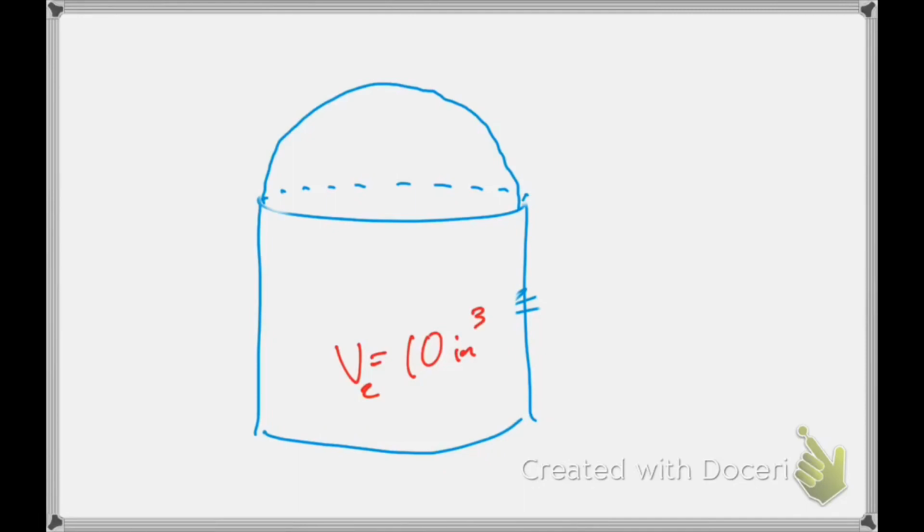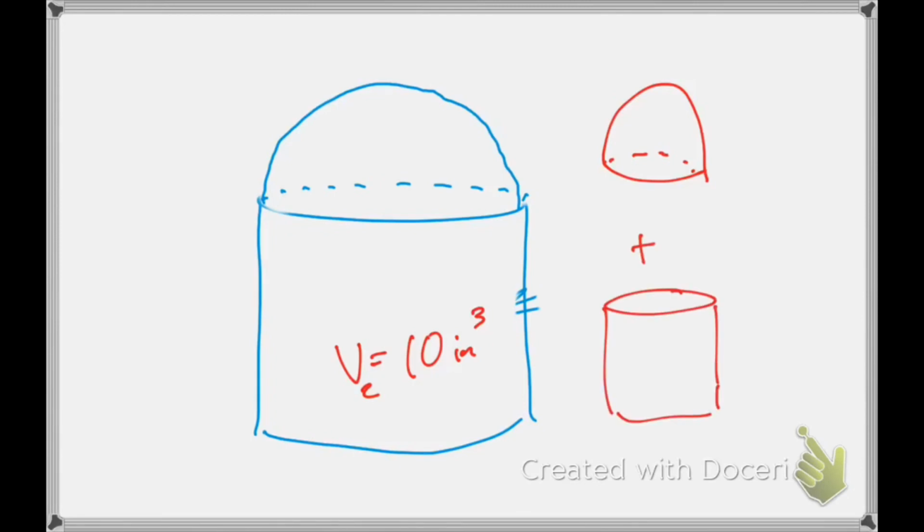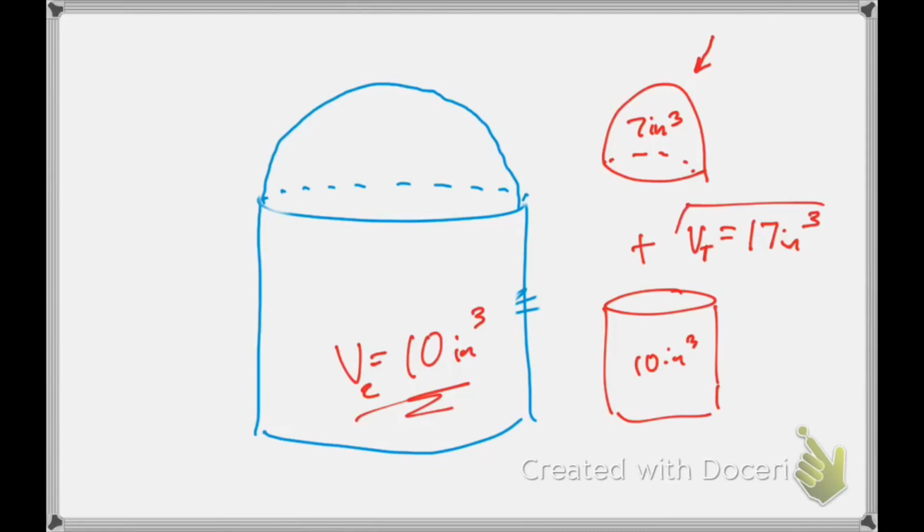So what we do is separate these two shapes. You're going to separate it into your hemisphere on top, and we're going to add it to the volume of my cylinder on the bottom, because one's stacked on top of the other. So if the cylinder is 10 inches cubed, again just making up numbers, not going to be accurate, and let's say that I calculated the volume of this hemisphere and it's 7 inches cubed. You just calculate the volumes individually and add them together to get a total volume of 17 inches cubed for that composite figure.